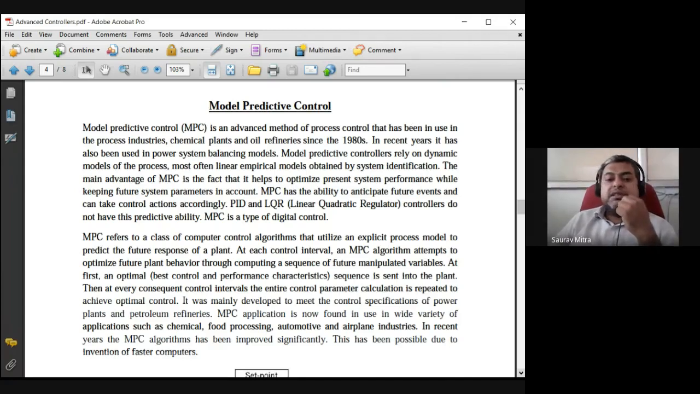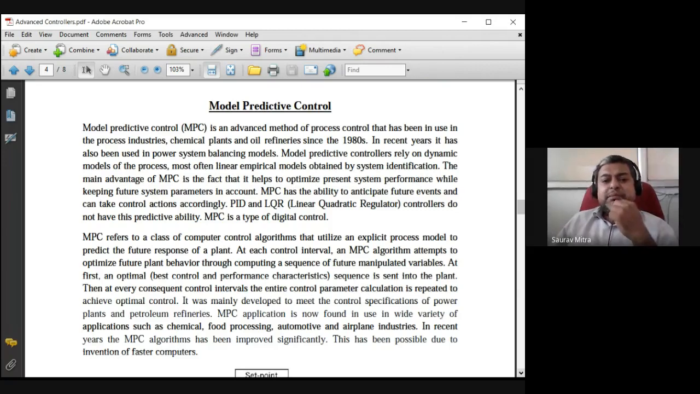Model predictive controllers rely on dynamic models of the process. So continuously, the process model is changing its nature or its dynamics. In that case, the controller has to predict what might be the model of the process now, and depending on that, the controller has to generate the control signal. So this is a little difficult. A lot of estimation and statistical things are required, but model predictive control is also a very popular and widely used control paradigm. In recent years, it has also been used in power system balancing.